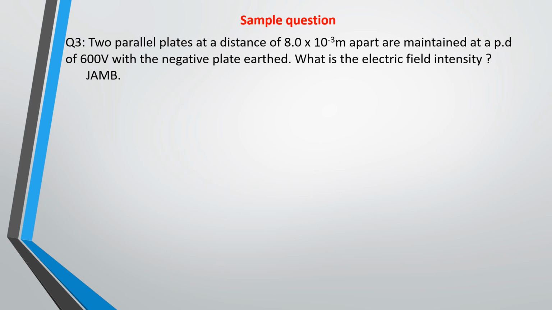What you should understand is that in this particular question, you are given V to be 600 volts. You are given R to be 8.0 times 10 raised to power minus 3 meters. And you are asked to find E. E is unknown. So E is equal to V over R. You just substitute your values into this equation.